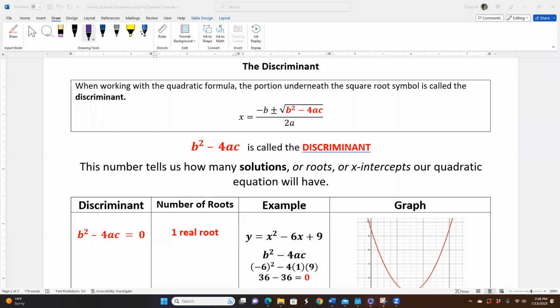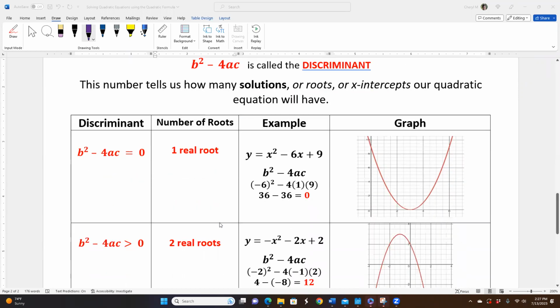As we continue to look at the quadratic formula, sometimes it's interesting to know how many solutions you're going to have with any given equation. And we can find that out by looking at the discriminant. The discriminant is this part of the quadratic equation, where you just take b squared minus 4ac. And if b squared minus 4ac equals 0, like it did in that last problem, we just have one real root.